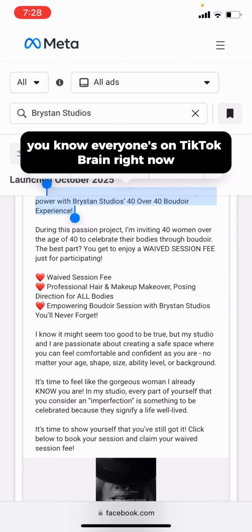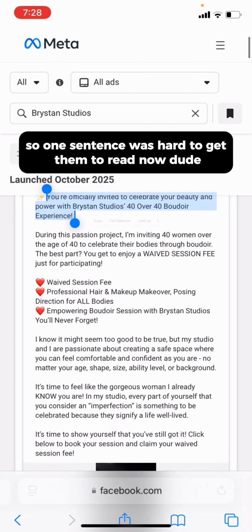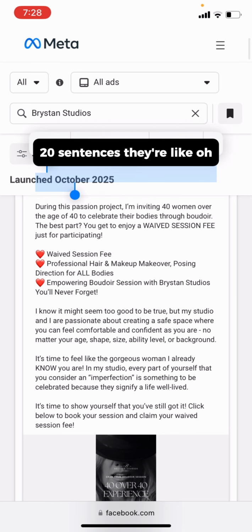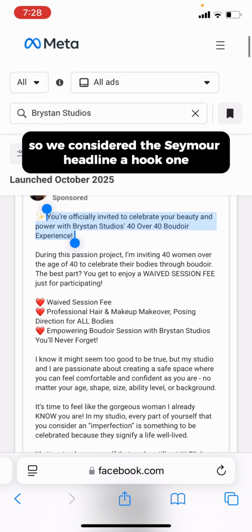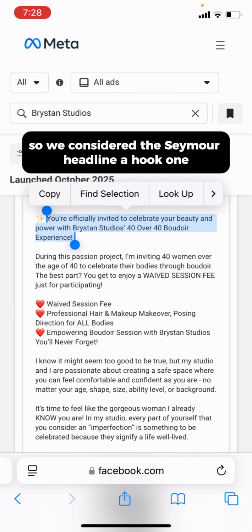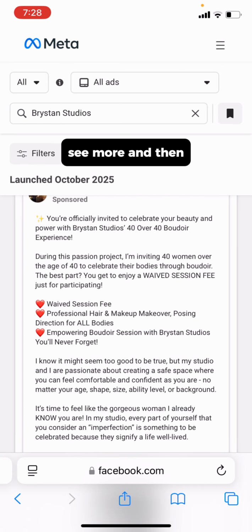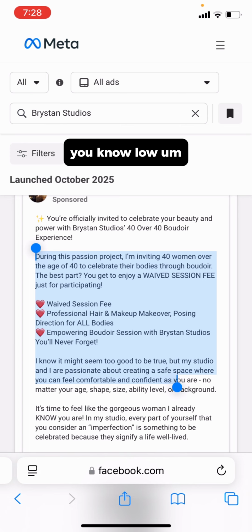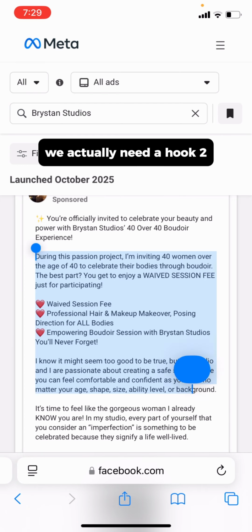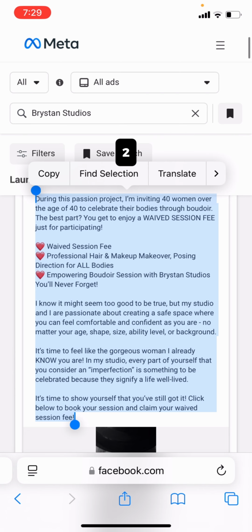Everyone's on TikTok brain right now. So one sentence was hard to get them to read. Now, dude, we got like 20 sentences. Their brain's like, oh my God, I don't know if we can do this. So we consider the See More headline a hook one, whose purpose is to click See More. And then because of TikTok brain, low attention spans, we actually need a hook two because this text is too overwhelming without a hook two.